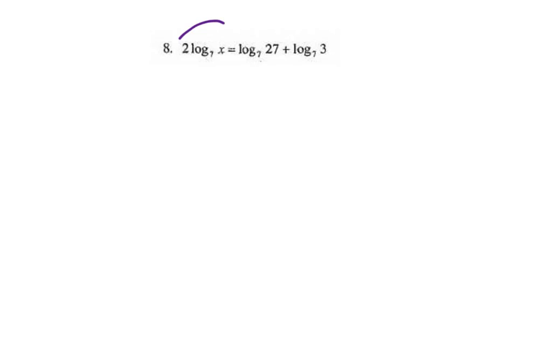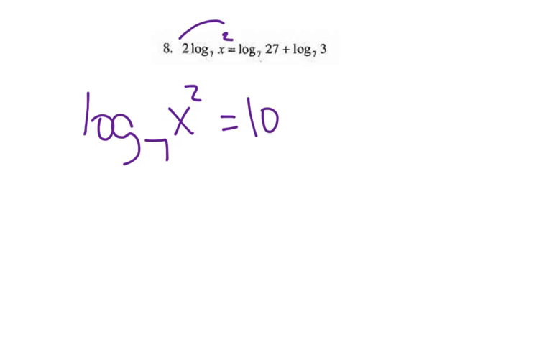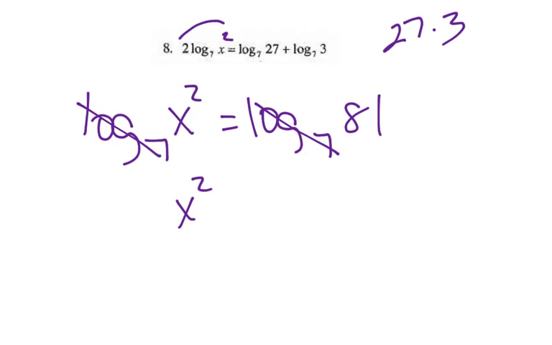You want to move this 2 over here and make it an exponent. So log base 7 of x squared is equal to log base 7. Addition becomes multiplication. So you're going to do 27 times 3, and you're going to get 81. The log base 7's cancel. X squared is equal to 81. We know that the square root of 81 is 9.